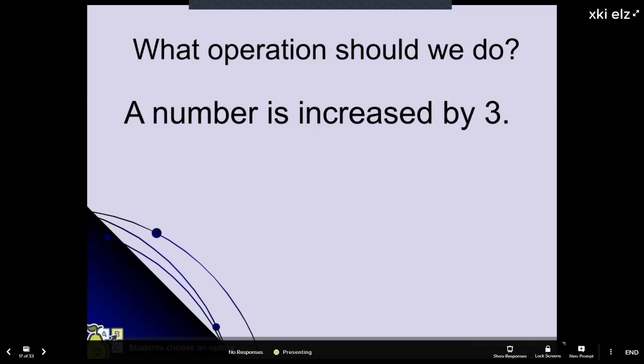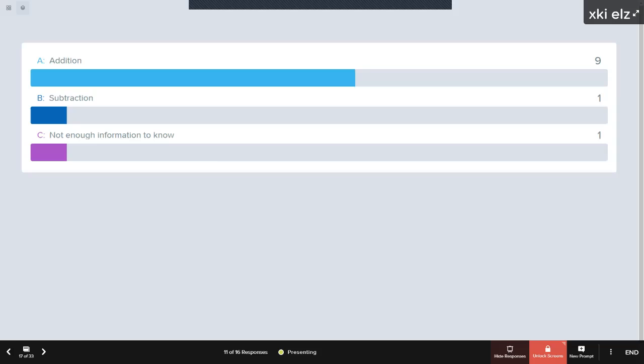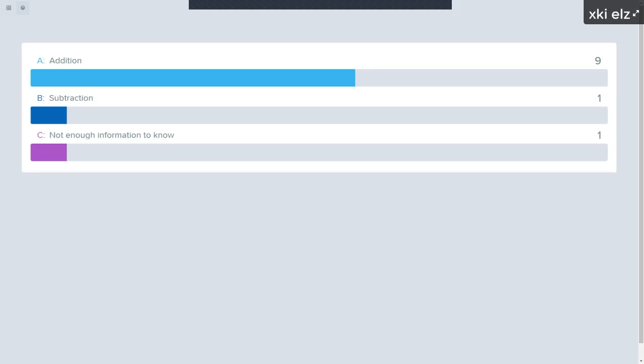All right, what operation should we do? A number is increased by 3. All right, most of you guys said addition, good job. Subtraction, nope. Subtraction's all about numbers getting smaller and taking away from the numbers. And this one said, increased. So we're going up, we're not subtracting. And not enough information to know.